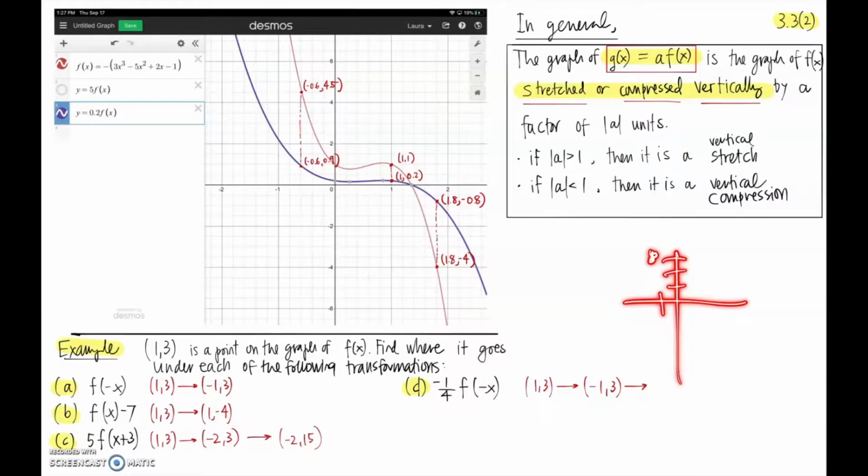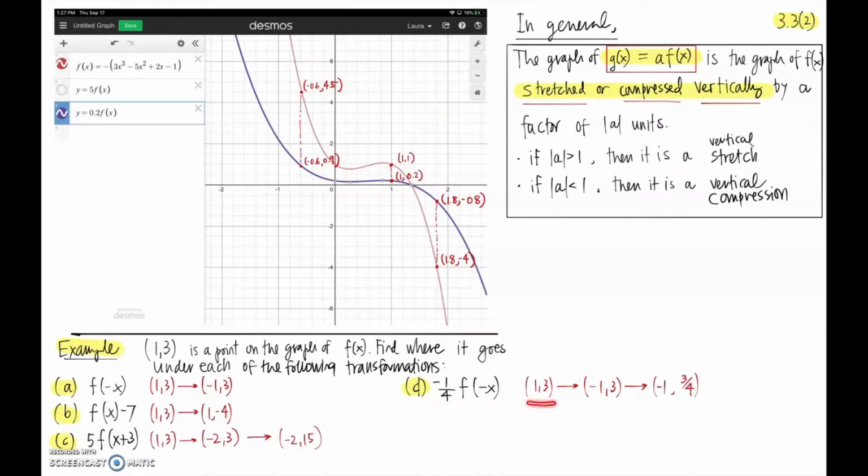So 3 is its y value, and it gets compressed by a factor of 4, which takes it down to 3 divided by 4, or 3/4, or 0.75. So that is the compression that happens. Its x value stays the same. It's still at -1. It's just the y value that gets compressed down to 3/4.